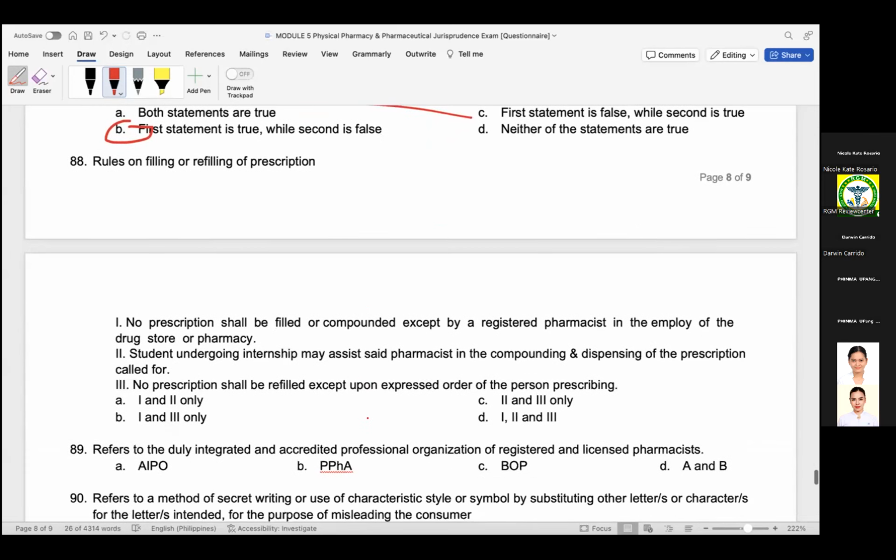Next, number 88. Rules on filling or refilling of prescription. Number 1, no prescription shall be filled or compounded except by a registered pharmacist in the employ of drugstore or pharmacy. That's true. Students undergoing internship may assist the pharmacist. That's also true kasi may assist lang naman. No prescription shall be refilled except upon express order of the prescriber. That is also true. So 1, 2, and 3, letter D. Next.